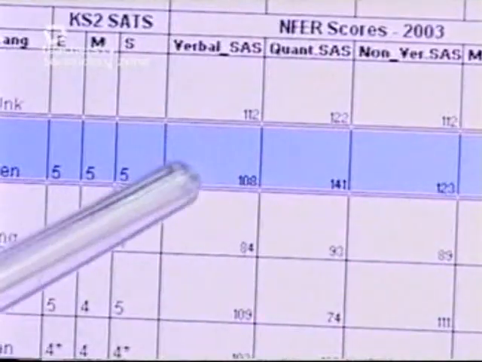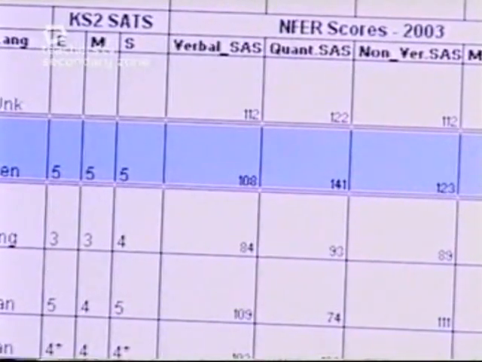Obviously, you've done very well in your SATs, in your Key Stage 3 SATs. Yeah, we're looking at 555, and you've done very well in your NFER scores. I don't know if Ms. Mills has talked to you about those yet. No, not yet. Right. What we use them for is to predict how well you're going to do later on in your Key Stage 3.